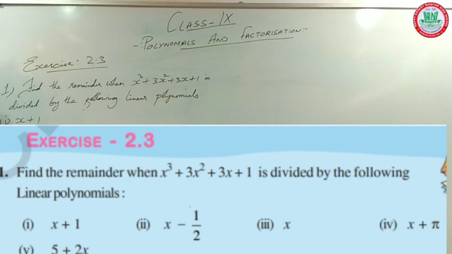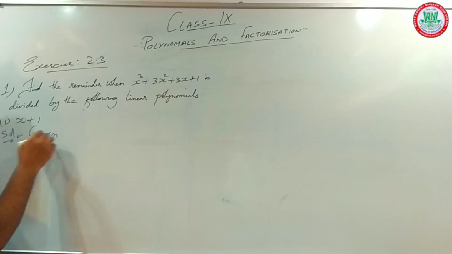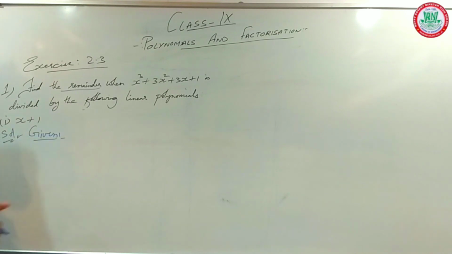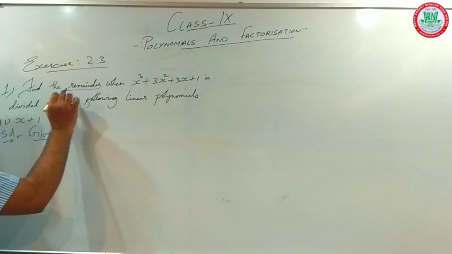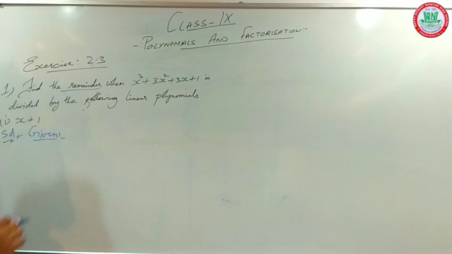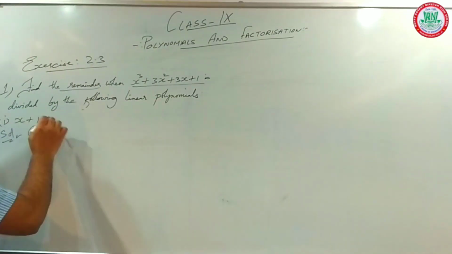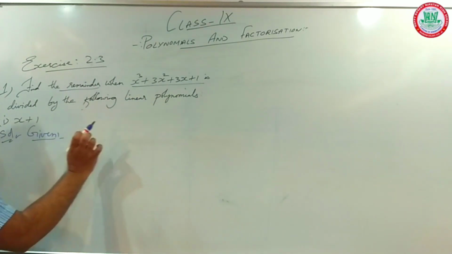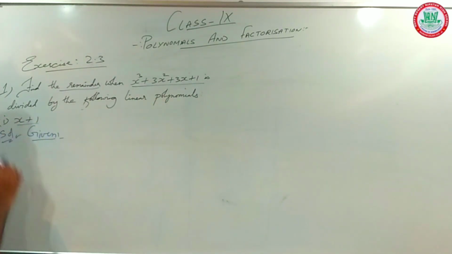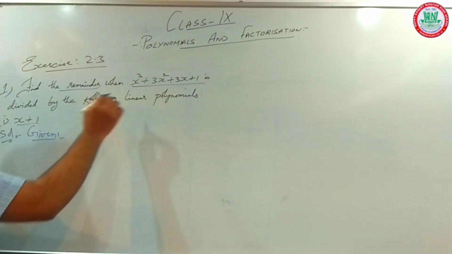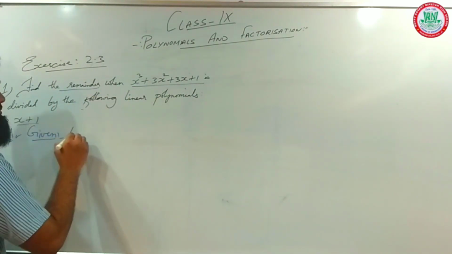What is given here? First of all, we must know what we need to find. Find the remainder. Here one polynomial equation is given, which is divided by the following linear polynomial. Two polynomial equations are given. So in this one, we have to take the first step.